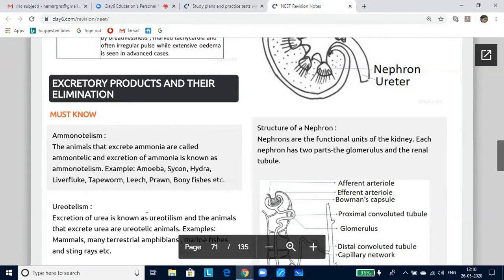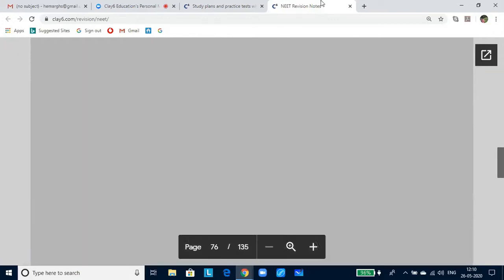Now, ureotelism. The main nitrogenous waste is urea. Ureotelic excretion is found in those animals which can take in water and can retain a considerable amount of urea in their blood. It is a common method of excretion.